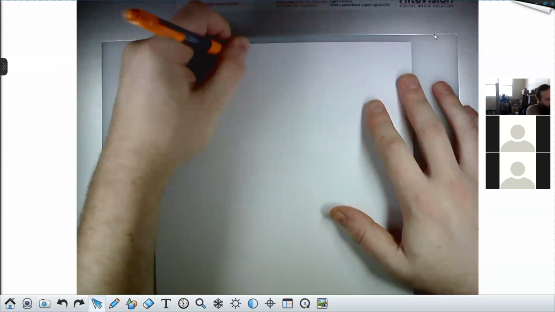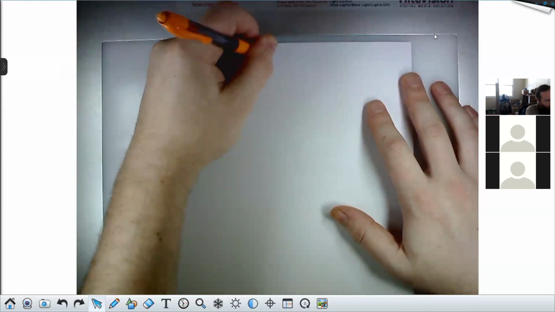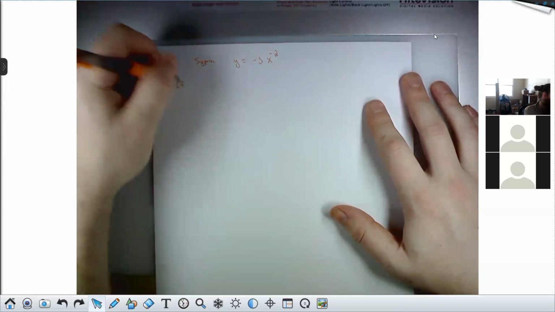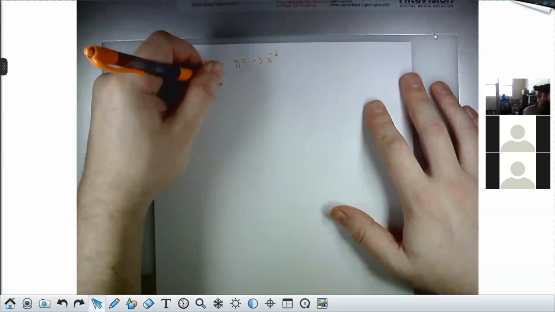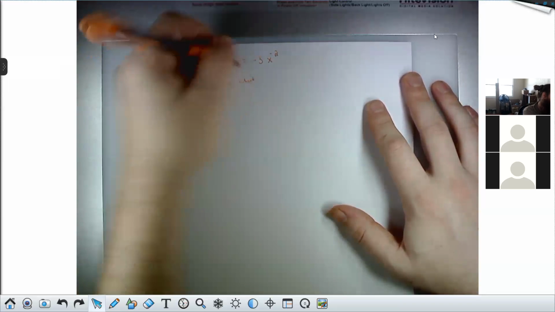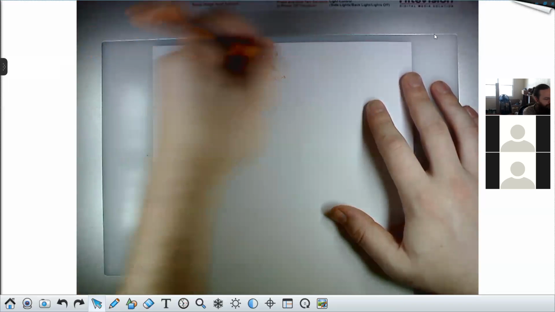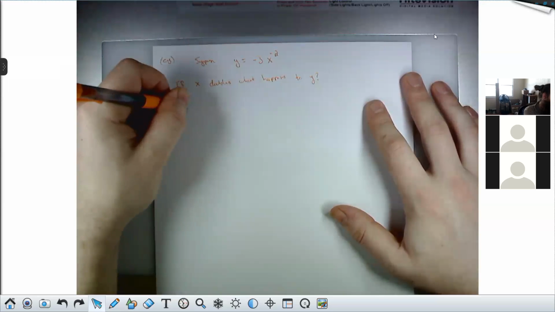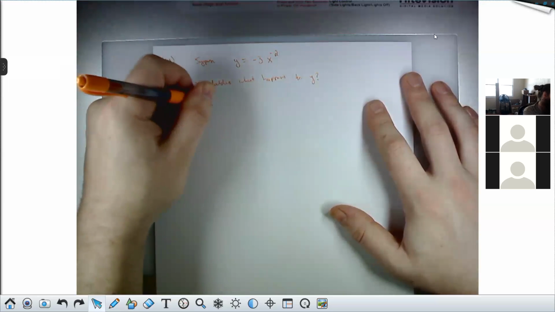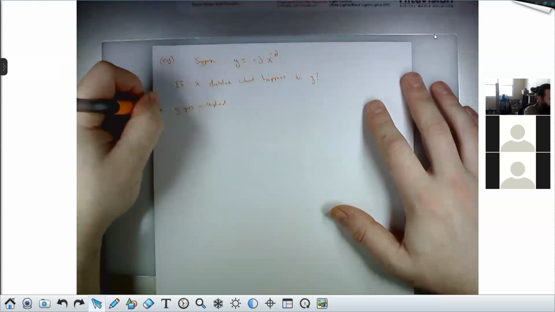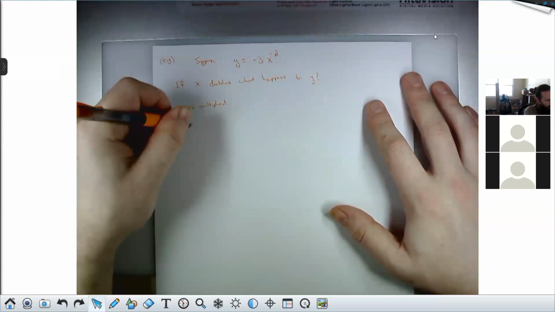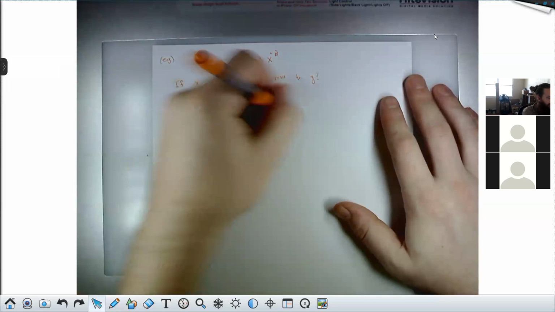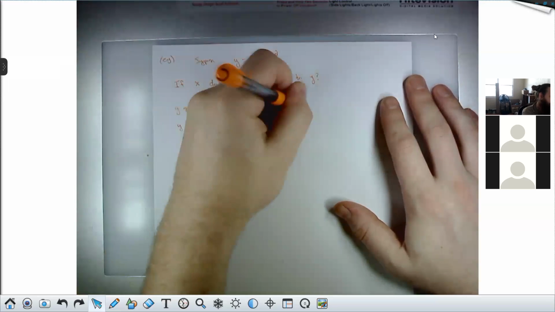Suppose y is equal to -3x to the -2. If x doubles, what happens to y? And our choices here are y gets multiplied by something, or y gets divided by something, and then by what?